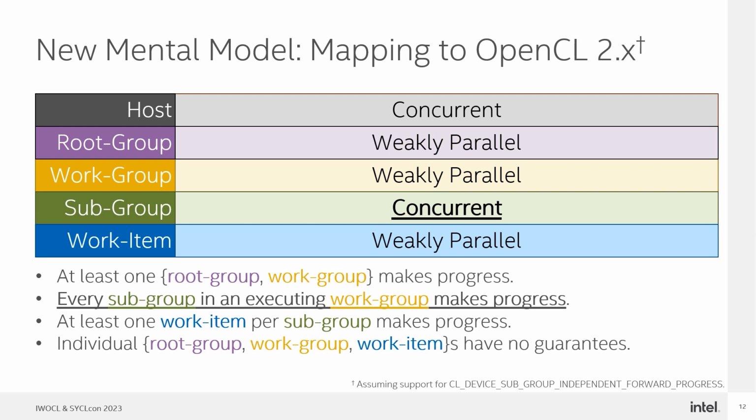And the second takeaway is that our new mental model can succinctly describe the difference between these two backends using C++17 terminology. We haven't had to expose this subgroup independent forward progress property from OpenCL to SYCL. And that should give us confidence that we're on the right track here. But we're still not done.